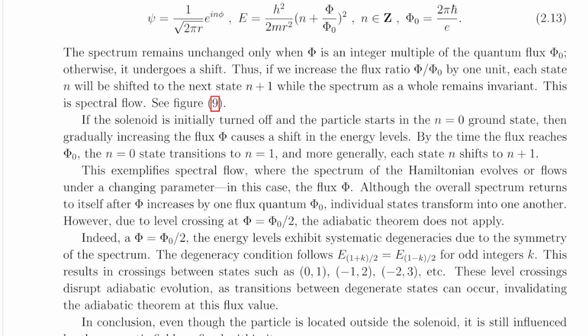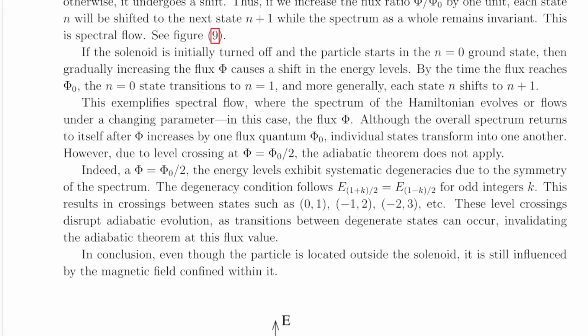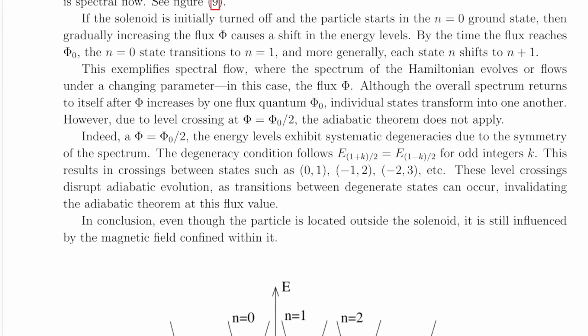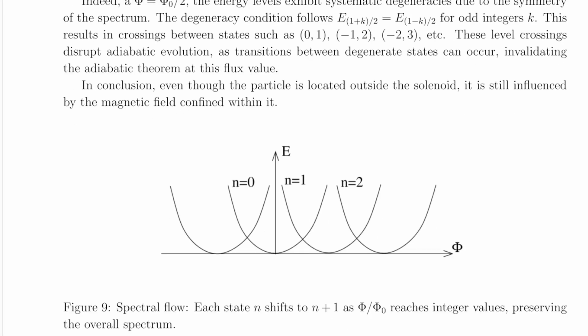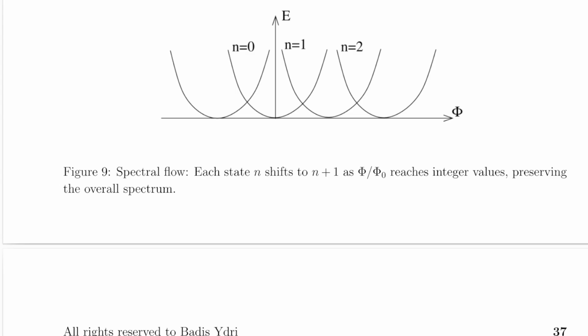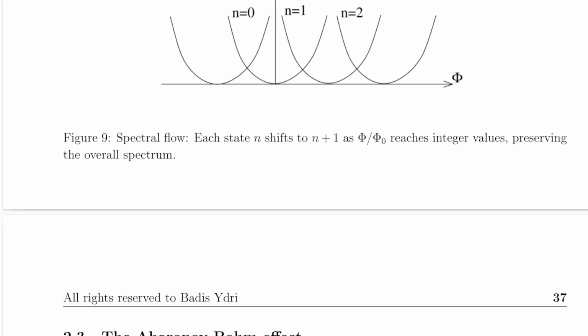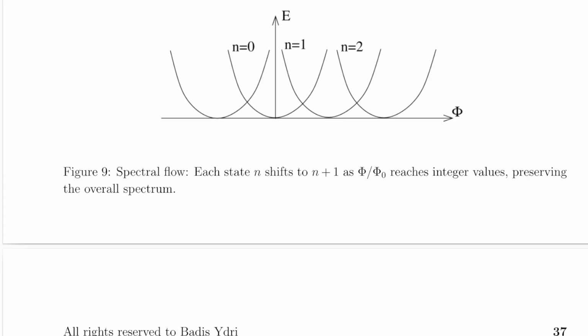However, something special happens when phi reaches half of a quantum. At this point, energy levels cross and degeneracies appear. Because of this, the adiabatic theorem no longer holds. In the end, even though the magnetic field is confined inside the solenoid, its effects are still felt by particles outside, a striking demonstration of the hidden geometry of quantum mechanics.